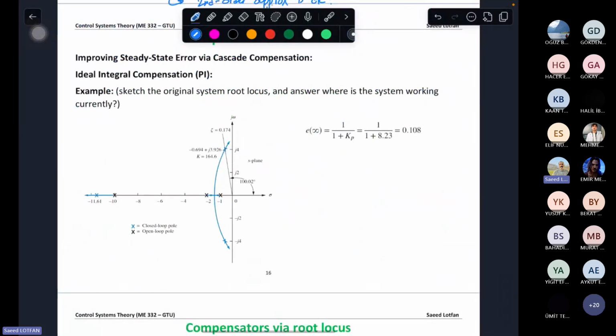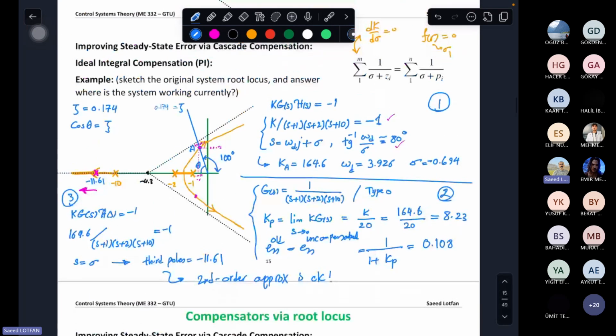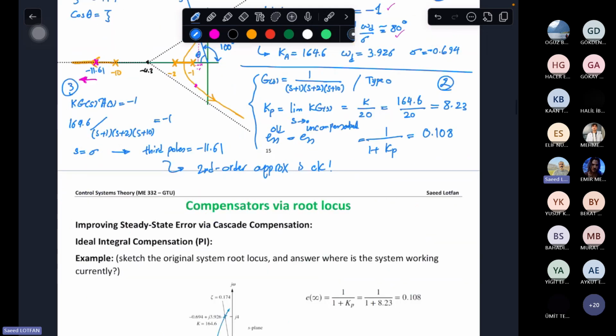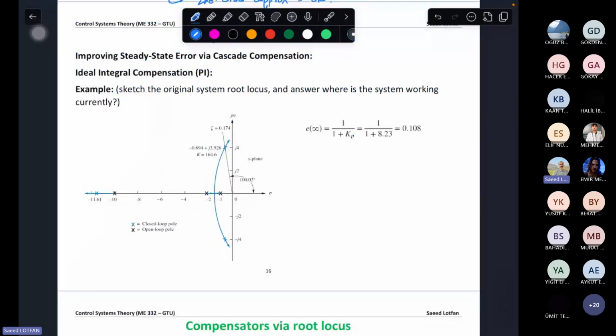Now we understand that the system is working in this condition, and the second order approximation is working. What we did was three main steps. The first step was finding the k and sigma and omega d of where we are. Then we calculate the steady state error of the current uncompensated system, and also we calculated the third pole of the system to see that second order approximation is okay or not. So such thing is happening until now.